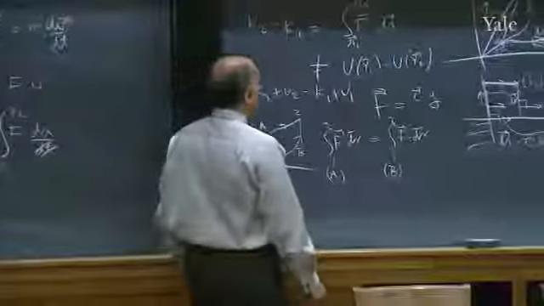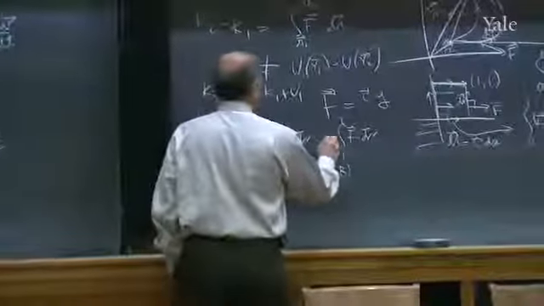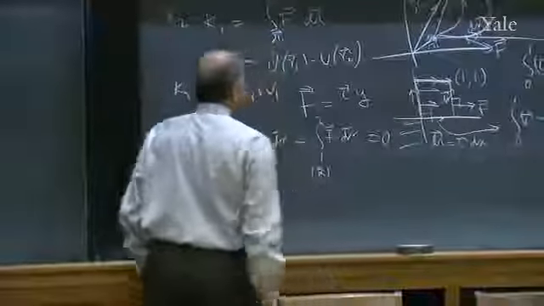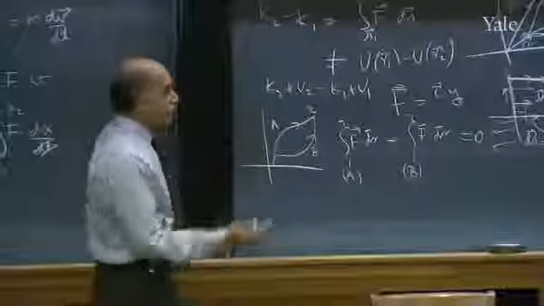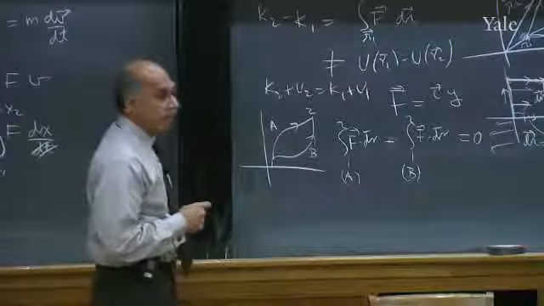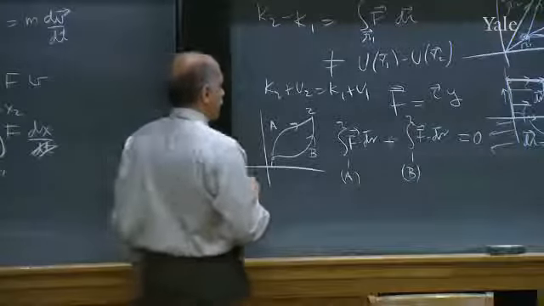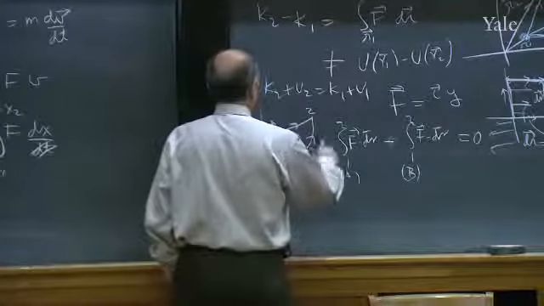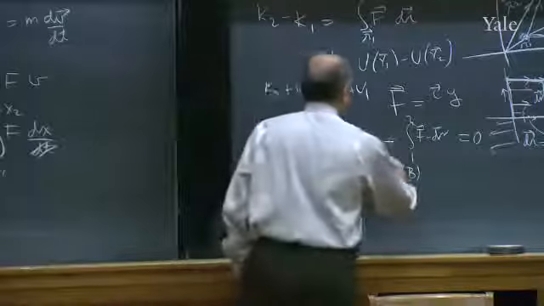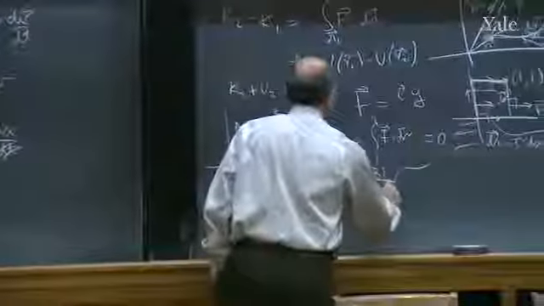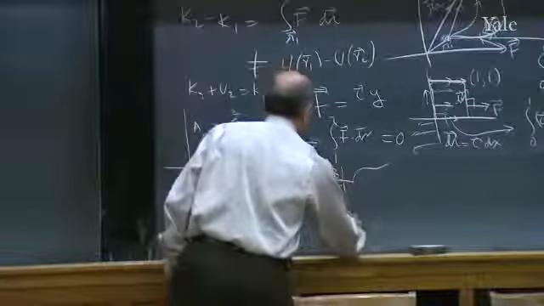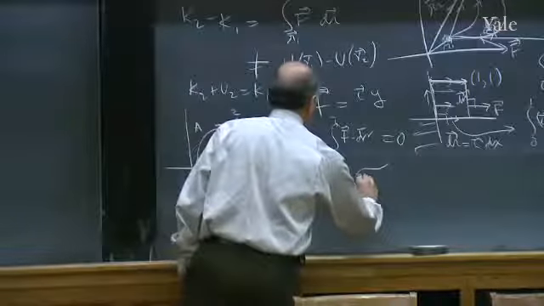Let me rewrite this by putting a minus sign here and equating it to 0. That's fine. They shifted it to the left-hand side. But then we use the fact that when you go from 1 to 2 with a minus sign, this second guy is the same as plus from 2 to 1 along B of f dot dr.